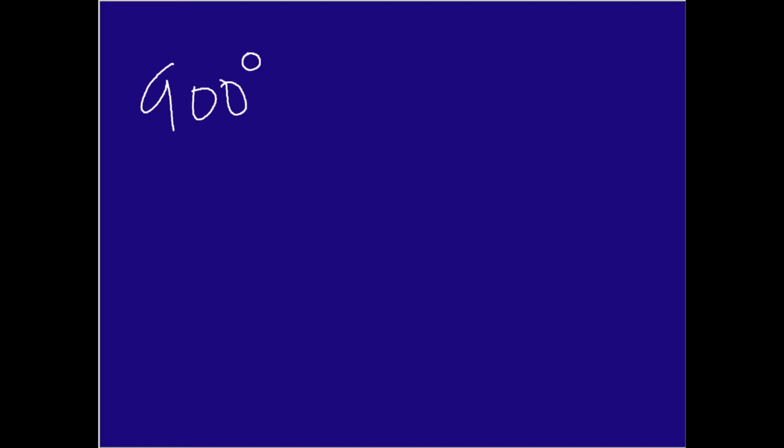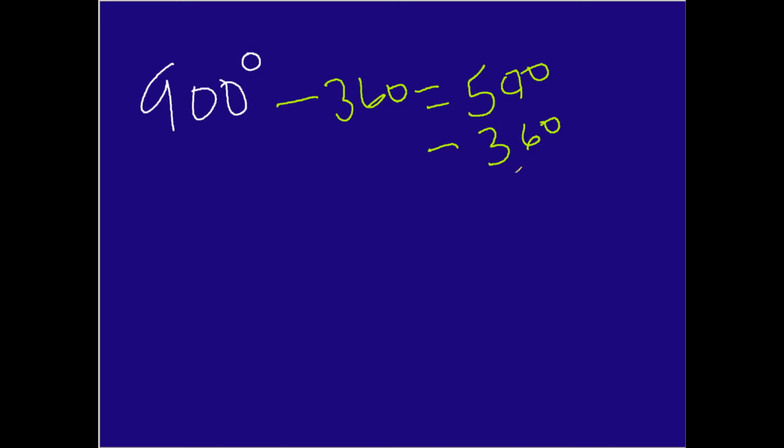So here's my 900 degrees. If I subtract 360, it goes down to 540. I'm still not done yet, so I subtract another 360, and it goes down to 180 degrees. When I'm trying to calculate something, I will use this, because 180 degrees and 900 degrees are coterminal angles. If I had to prove this to you, it would look something like this.